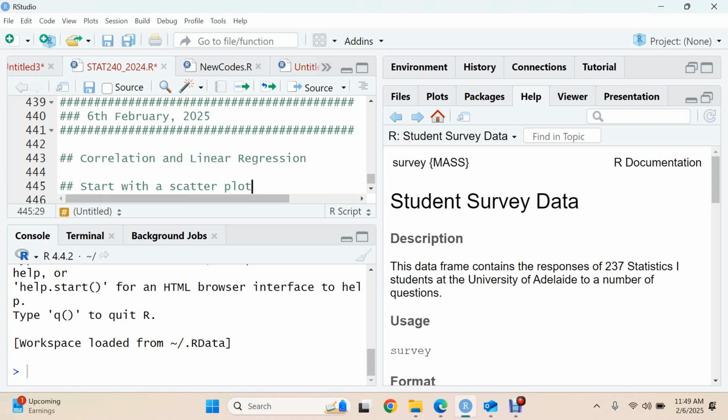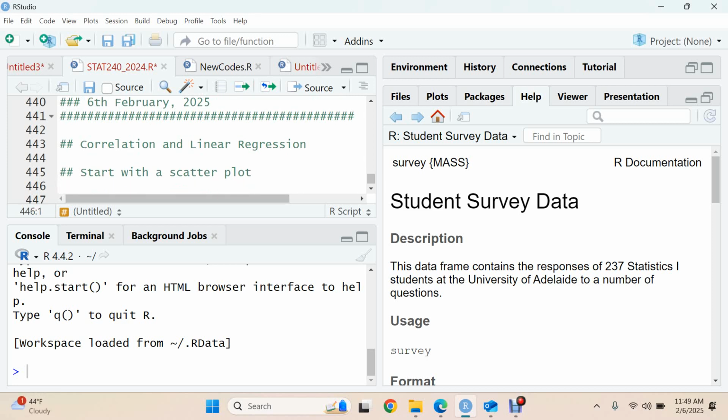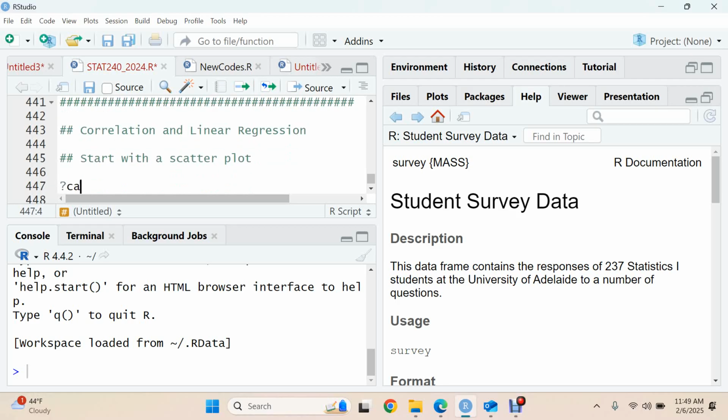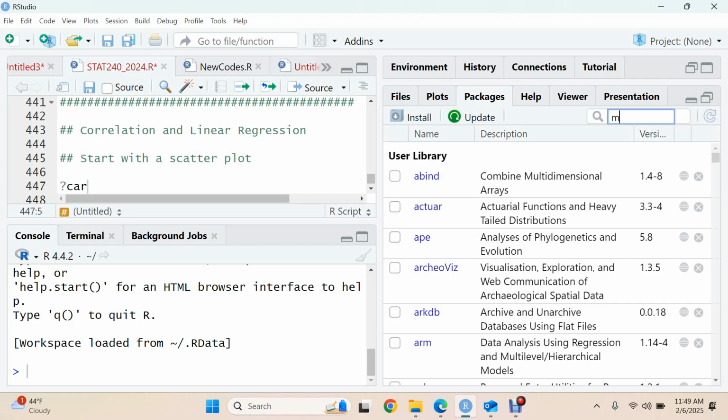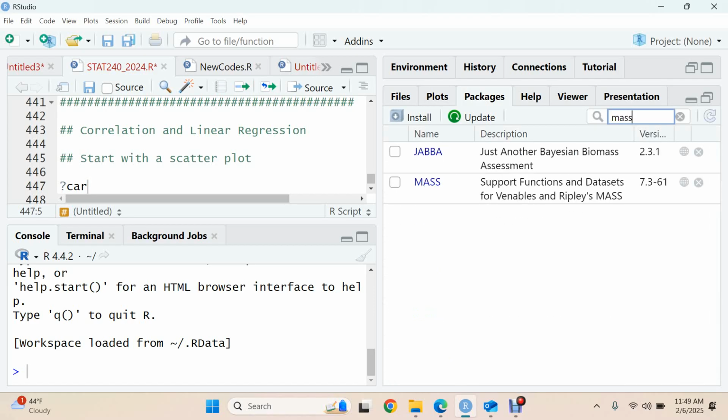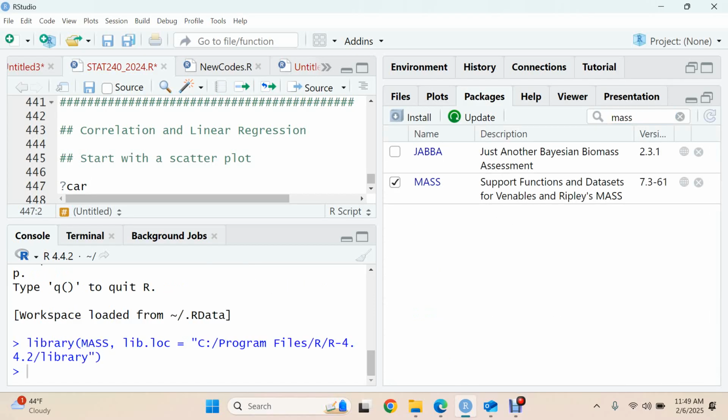Okay. So you start with a scatter plot. There's a data set called cars. I think it's in the MASS package. So let's quickly go to MASS, so that we have access to the cars data.